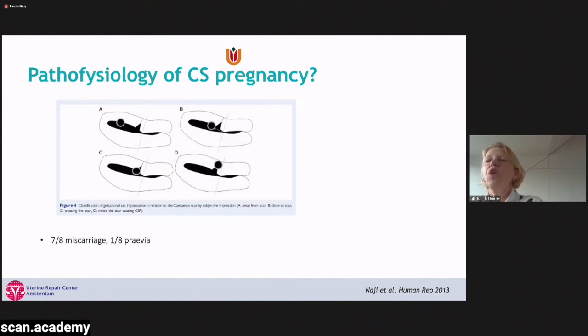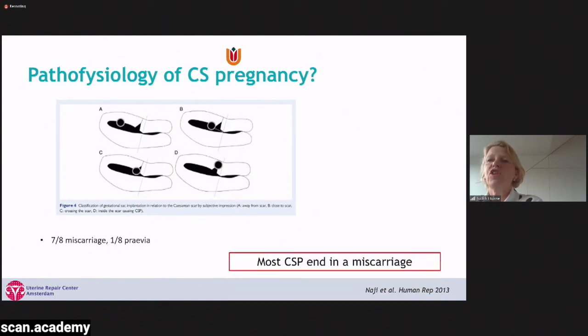And it could be that smaller niches have a higher chance of ongoing pregnancies and larger niches are related to miscarriages, but we do not know this information. And therefore it's very important that we all register in the Cesarean Scar Pregnancy Registry to collect this information.